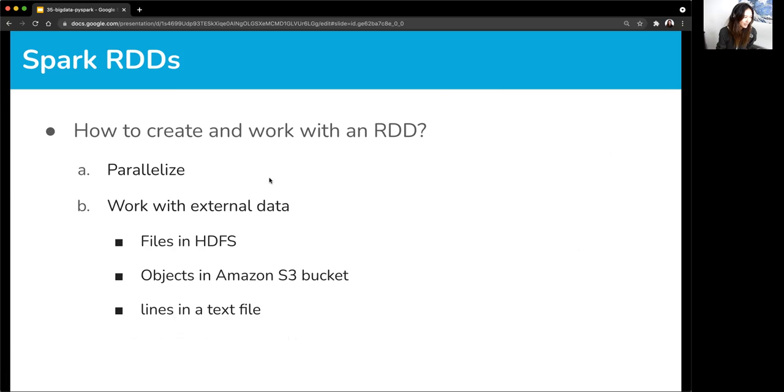After the parallelizing component, you can also work with external data. You can actually get files from HDFS, so if you have files saved on your Hadoop distributed file system, or if you even have objects stored on Amazon, I'm actually going to talk about an Amazon S3 bucket when we get to our capsules on how you can perhaps put your models onto AWS. And also lines in text, all that we also knew that Pandas could do. So Pandas can do it, RDDs can also do it.